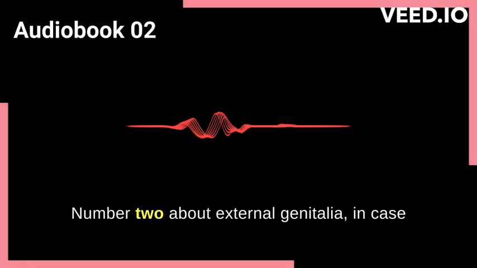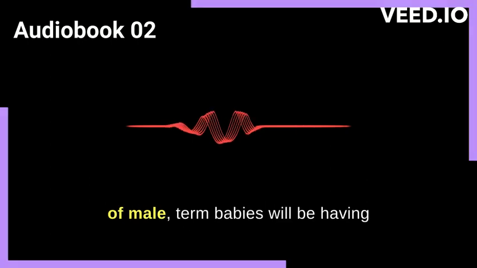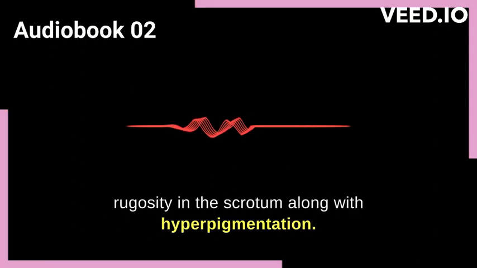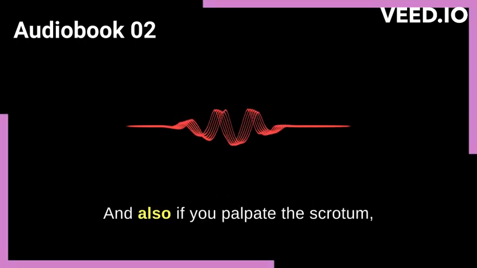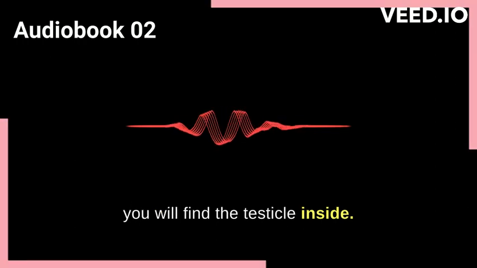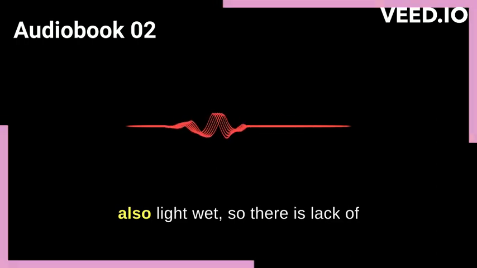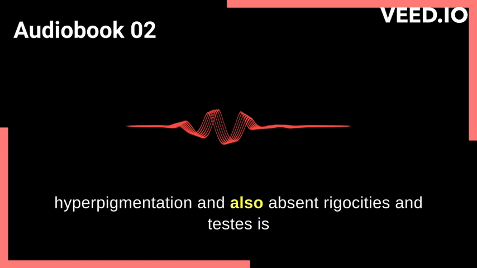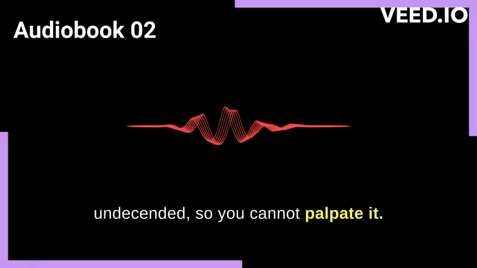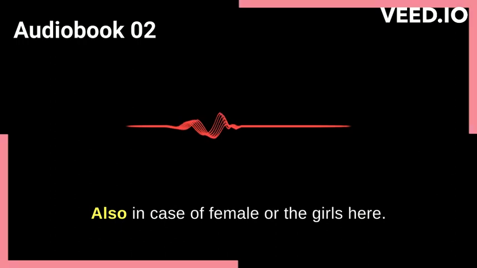Number three, external genitalia. In case of male, term babies will have rugosity in the scrotum along with hyperpigmentation. And also, if you palpate the scrotum, you will find the testicle inside. In preterm, the scrotum appears light colored and lightweight, so there is a lack of hyperpigmentation and absent rugosities, and the testis is undescended, so you cannot palpate it.